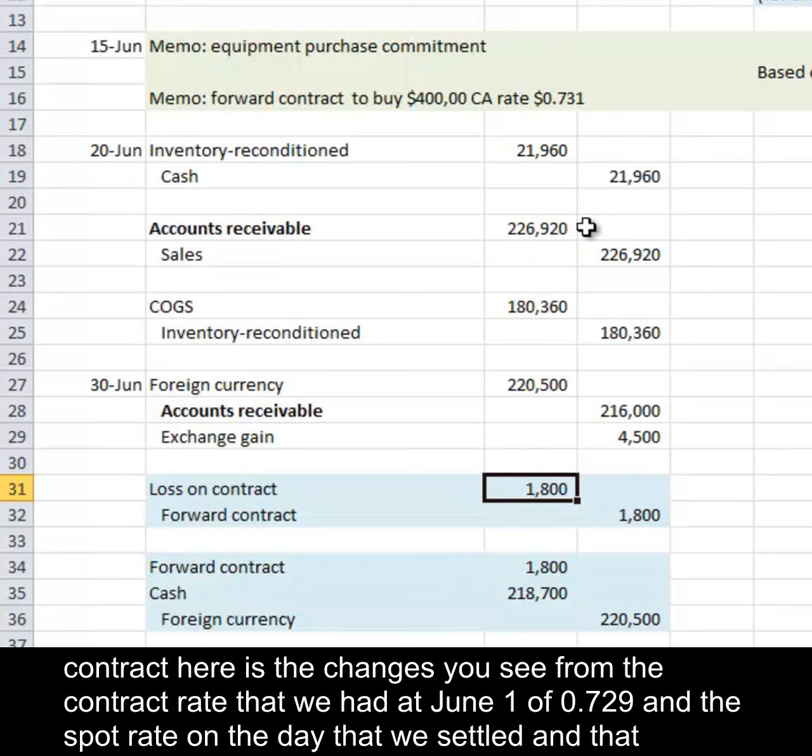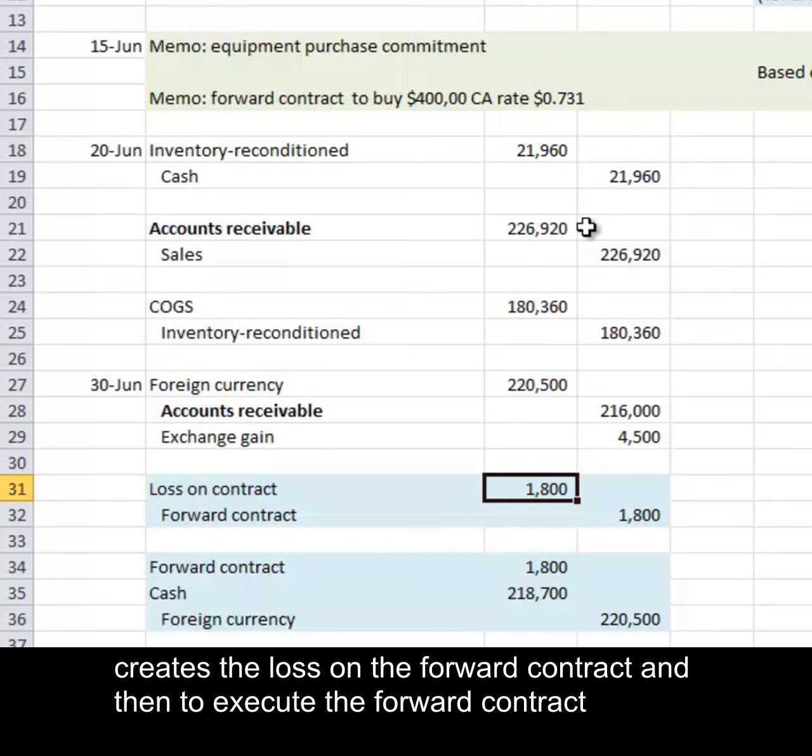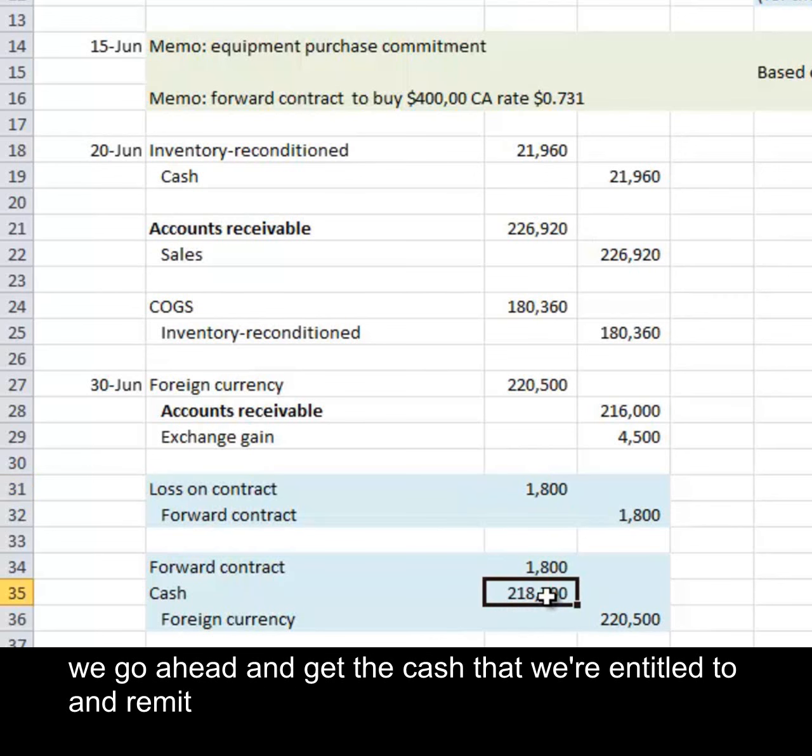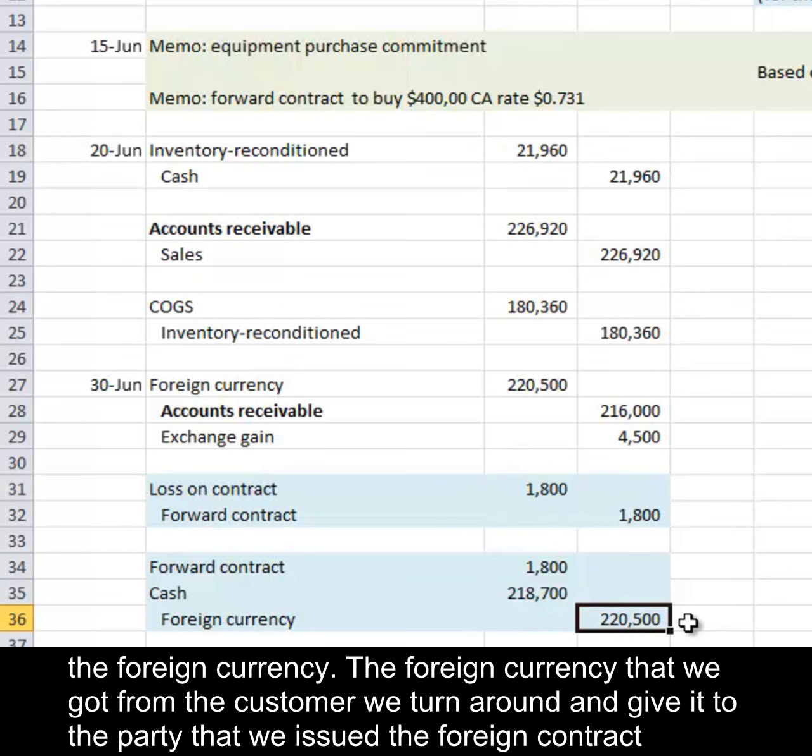So the loss on the contract here is the changes you see from the contract rate that we had at June 1st of 0.729 and the spot rate on the day that we settled, and that creates the loss on the forward contract. And then to execute the forward contract, we go ahead and get the cash that we're entitled to and remit the foreign currency that we got from the customer. We turn around and give it to the party that we issued the forward contract with.